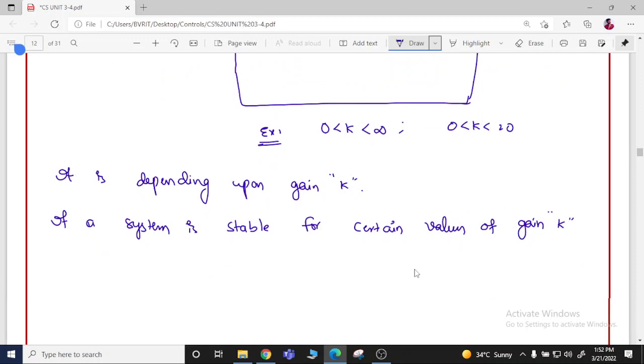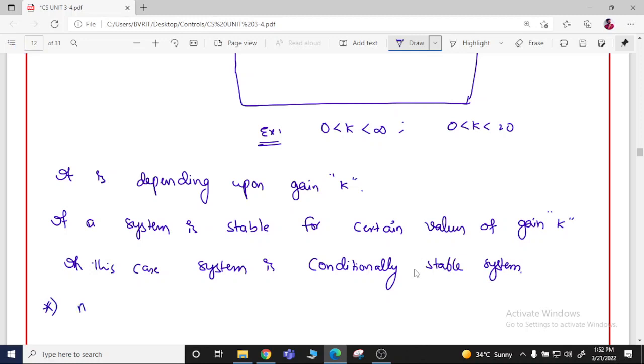If the system is stable for certain values of gain k, then in this case the system is a conditionally stable system. Most of the practical systems are conditionally stable systems.